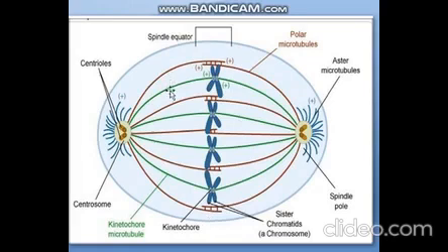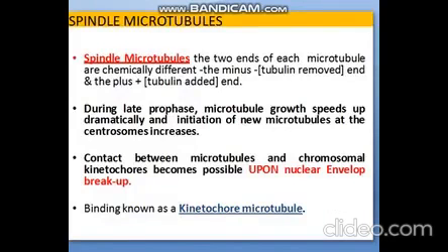And you see these spindle fibers and these microtubules, again they are composed of tubulin subunits. Tubulin subunits are the monomers required to make the microtubules, right? So these were different types of the spindle microtubules. And in spindle microtubules, the two ends of each microtubule are chemically different, the minus end and the plus end.